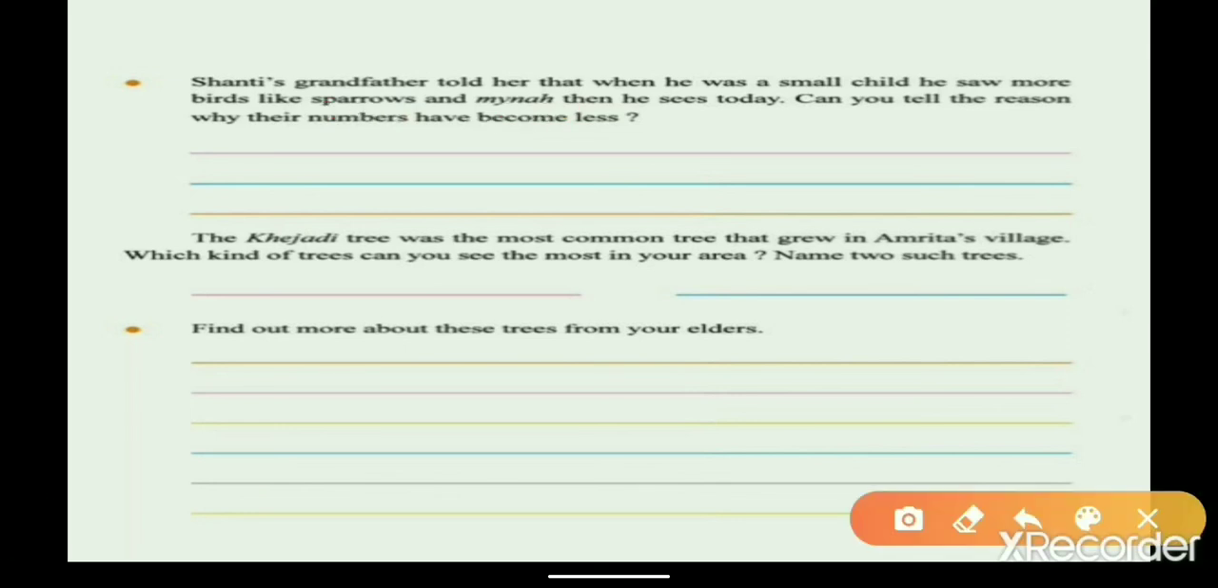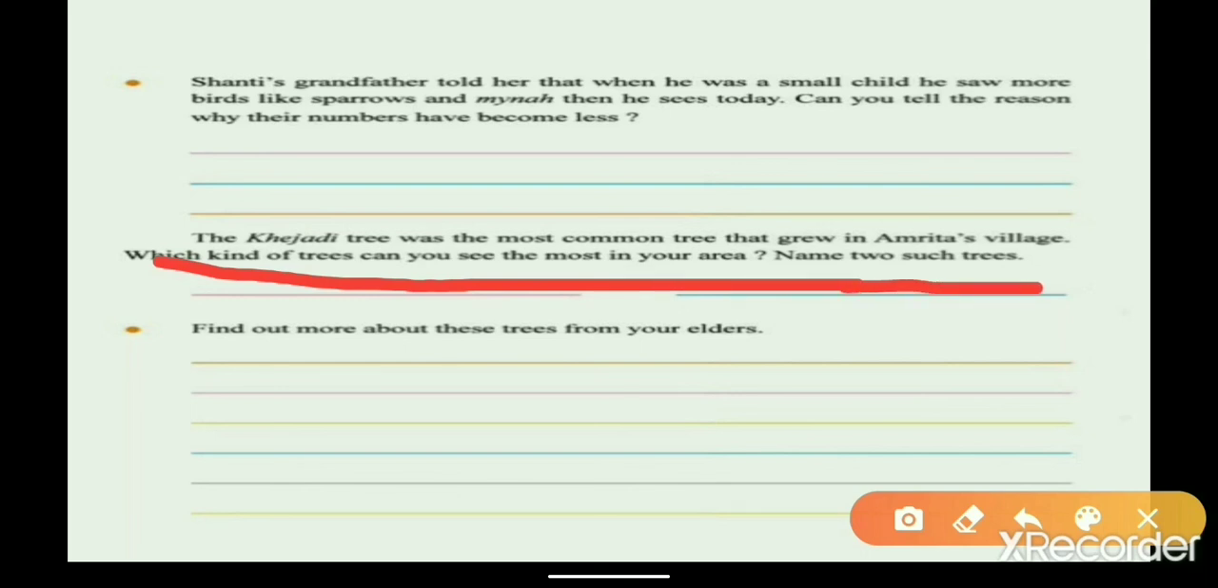Next, the khejri tree was the most common tree that grew in Amrita's village. Which kind of tree can you see the most in your area? Name two such trees. Looking at your area, you have to write two tree names in the blanks given, and find out more about these trees from your elders.